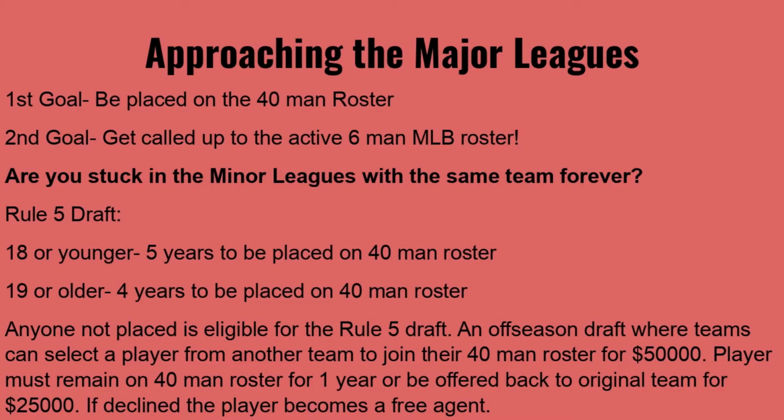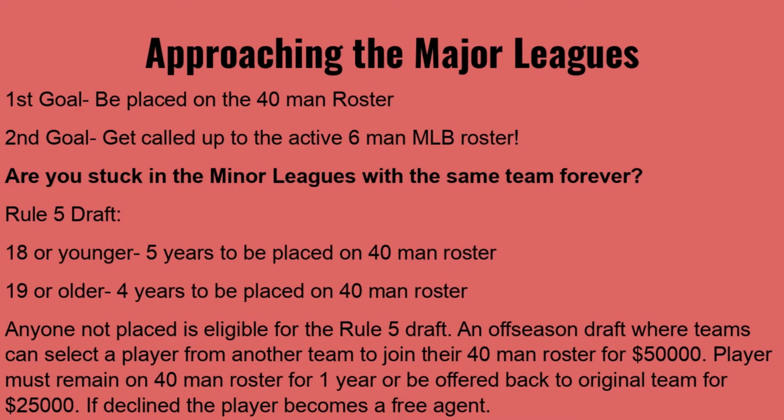Now, you may be asking, what happens if a player doesn't reach that level and is stuck in a minor league system where a team just doesn't have the confidence to bring a player up and put them on the 40-man roster? Well, there are systems in place to avoid these situations, and that is the Rule 5 draft. If a player who's been signed or drafted by a team is 18 or younger, within 5 years they have to be placed on the 40-man roster. If they're 19 or older when they first join, then they have to be on the 40-man roster within 4 years of being selected or signed.